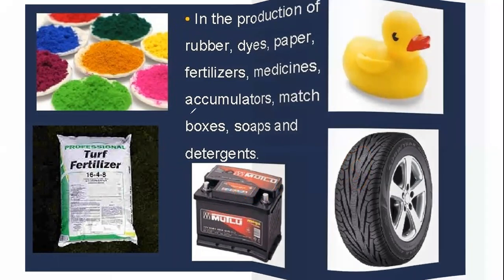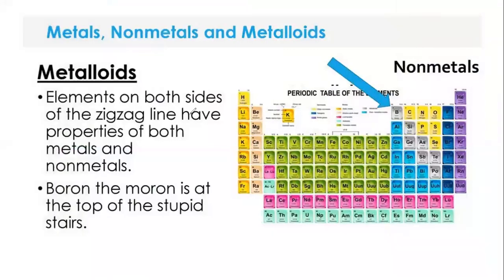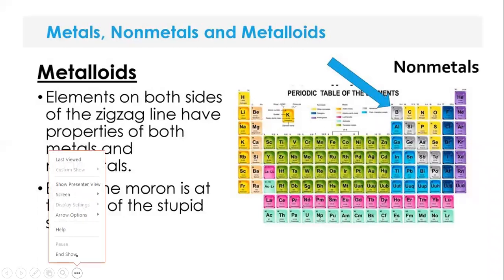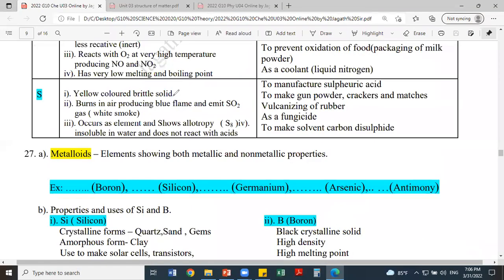Then next is the part about metalloids. I explained about sulfur, so let's move back to the theory. After that, I'll come to the metalloid part. Sulfur, okay. This yellow highlight is very important in the exam. Mostly they ask about this: it's a yellow solid, right? That's very important.